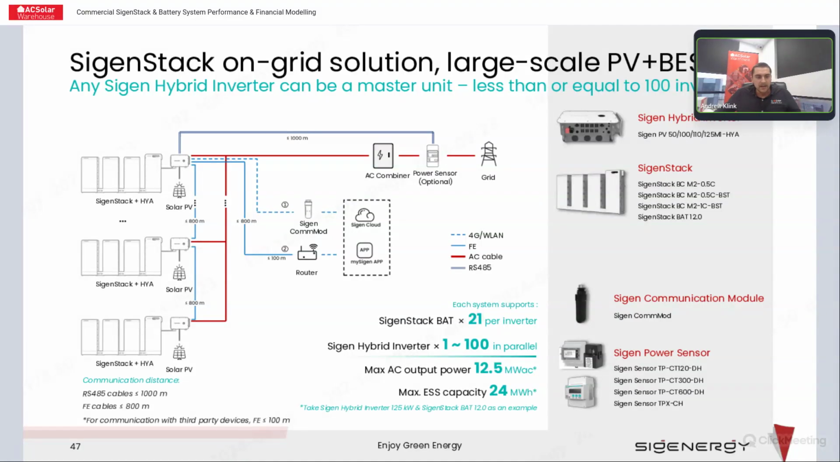You can also see here that the communications and the products are quite similar to the SigenStore range. Between each of the inverters, we've got that same fast Ethernet connection for the communications. For our power sensor, we've got just an RS485. It's the same power sensors between the SigenStore and SigenStack range, which is really handy, and also the same 4G communication module. So we're working with the same range of accessories, which is really good.